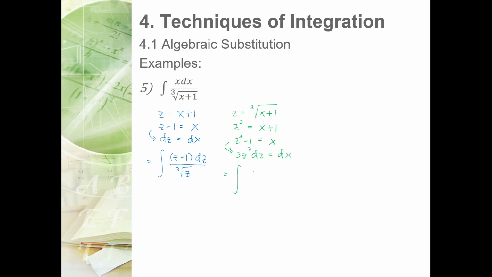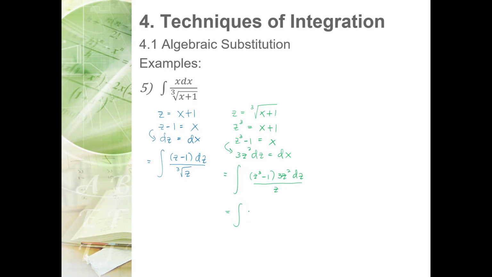So getting the new format, x is z cubed minus 1. Then dx is 3z squared dz all over z. This one can still be simplified because the denominator and the numerator can be cancelled by one z. Right?